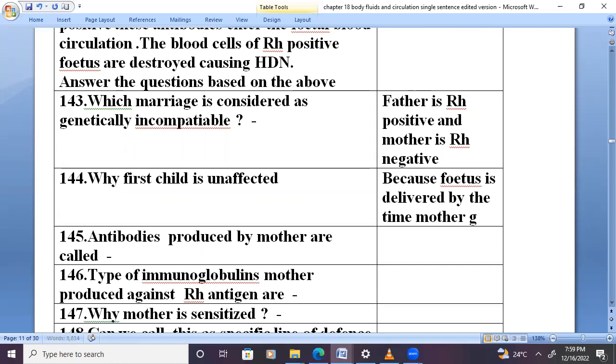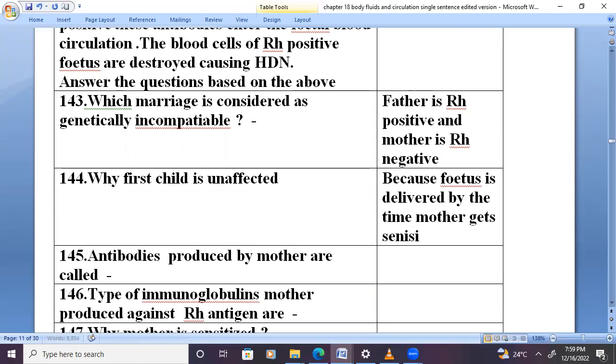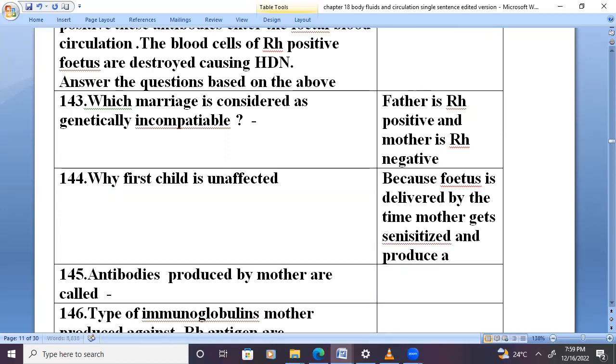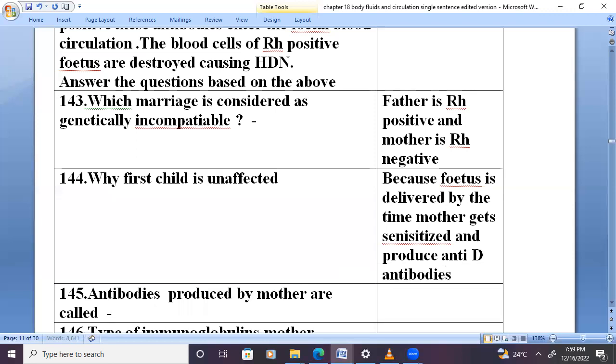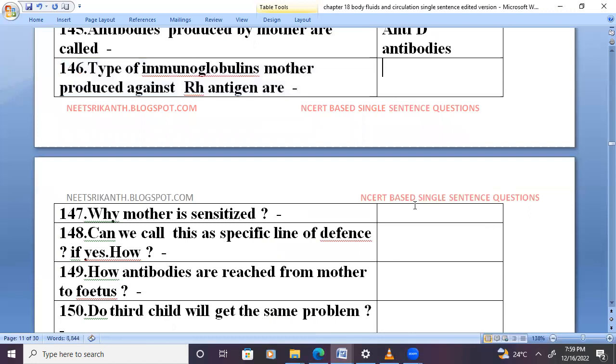The mother gets sensitized and produces anti-D antibodies. Antibodies produced by the mother are called anti-D antibodies. The type of immunoglobulin the mother produces against the Rh antigen is IgG.